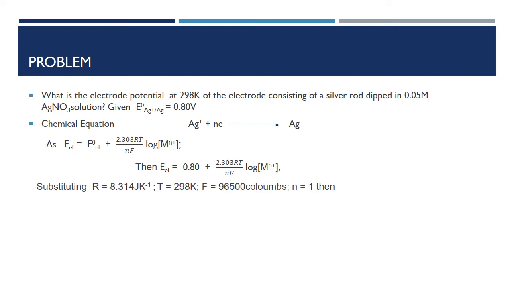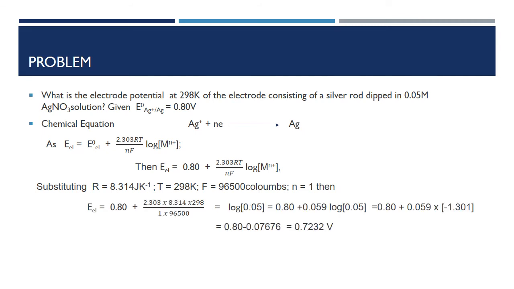If we substitute these values in the Nernst equation, then we directly get the answer. The only thing that you have to remember is the value of R, the universal gas constant, is 8.314 joule per Kelvin. Temperature is already given in the problem as 298 Kelvin. F value is 96,500 coulombs and n is equal to 1.